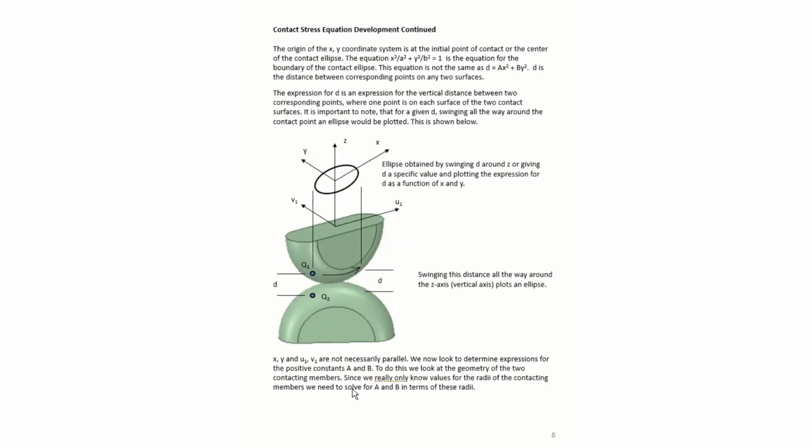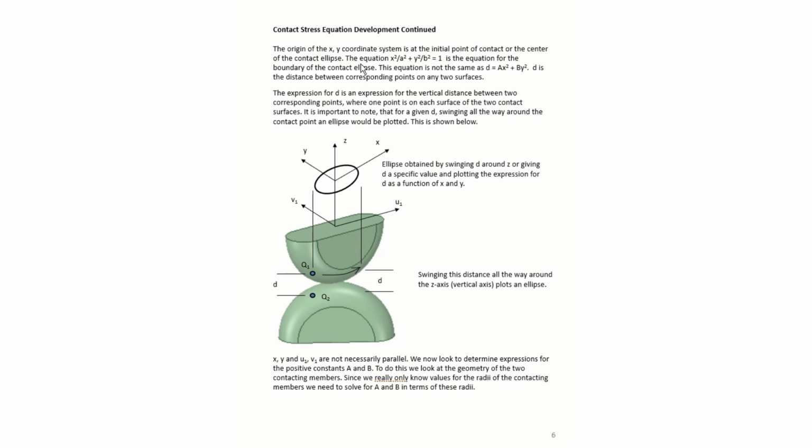This kind of shows d in more detail than on the previous page. Here we're showing that the origin of the xy coordinate system is the initial point of contact at the center of the contact ellipse, and the equation for the contact ellipse, as we remember, is x squared over a squared plus y squared over b squared equals 1.